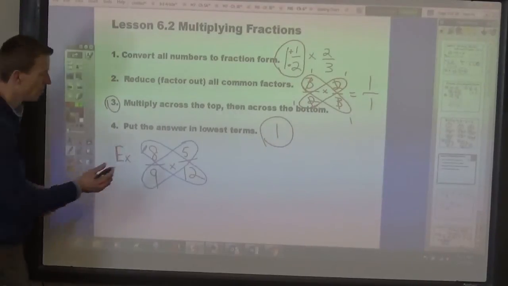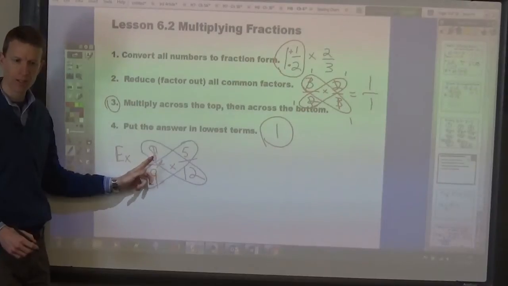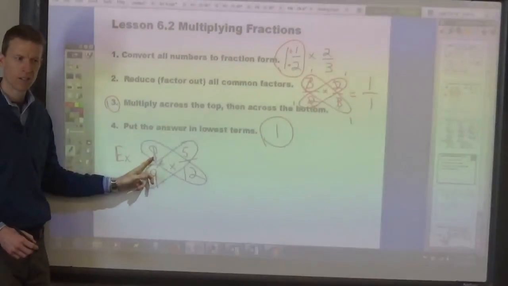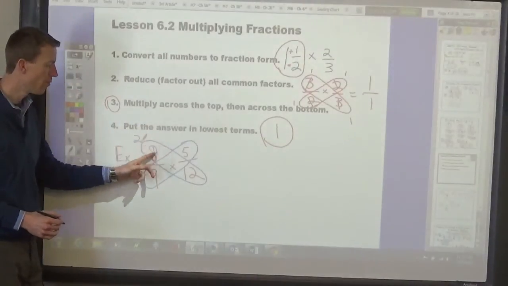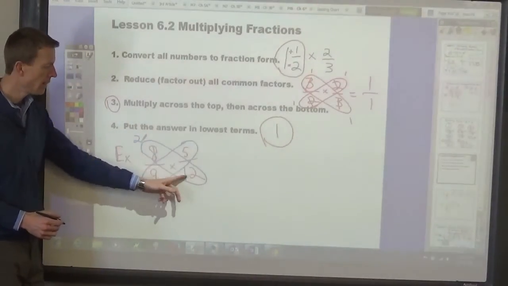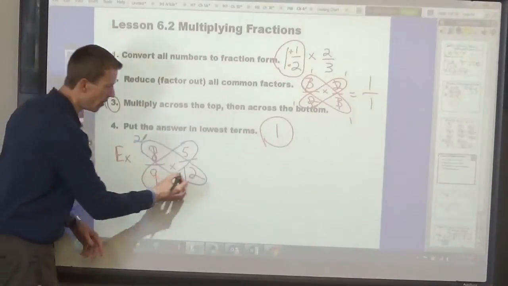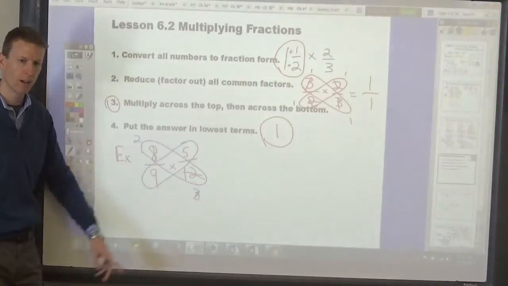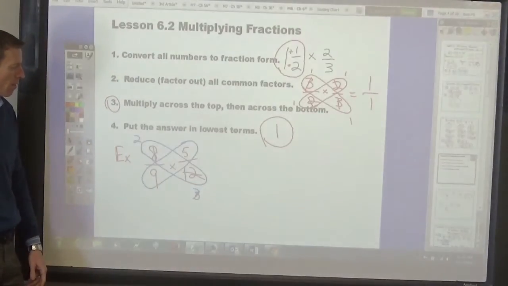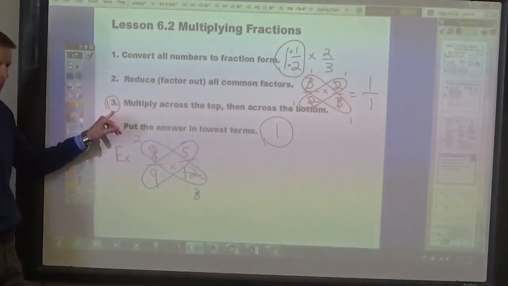4. Take the 4 out of 8 and you're left with 2, because 2 times 4 is 8. And take the 4 out of 12. You're left with 3, because 3 times 4 is 12. Alright. Now, do step 3.